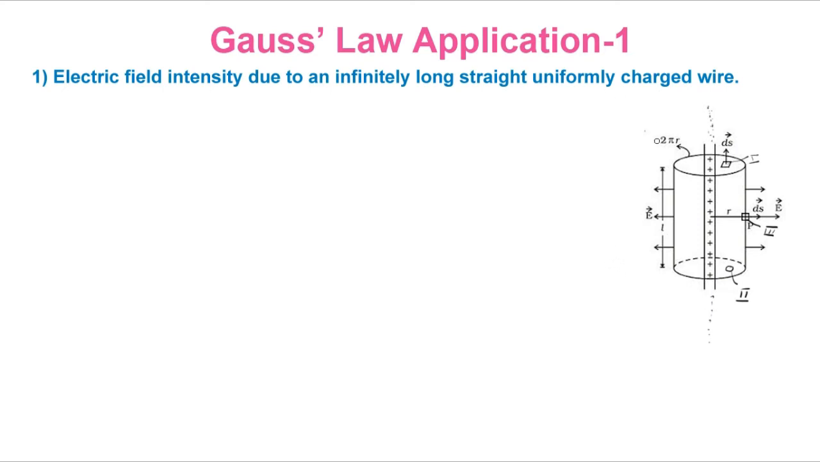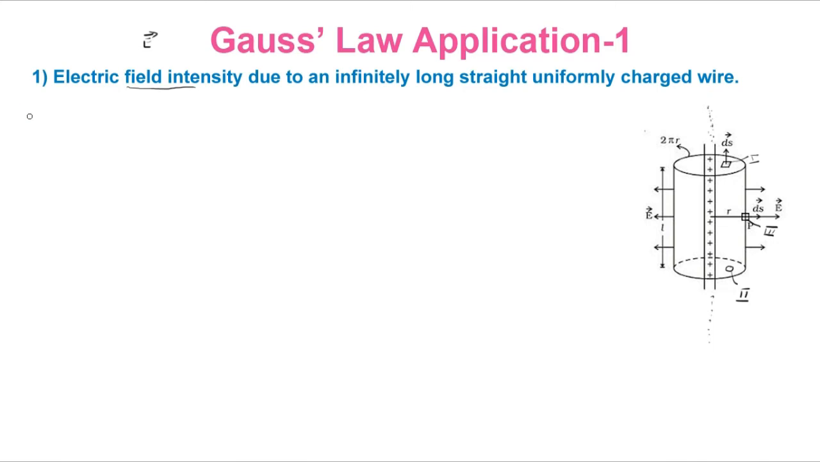Then 2 pi r is the circumference of the circle, and 2 pi r into L is the area, where L is the length of the conductor. Here ds is the surface area, here ds surface area, here ds surface area. E is the electric field direction. Here is the charge and its direction. Now we have to derive the equation to find the electric field intensity, that is E.